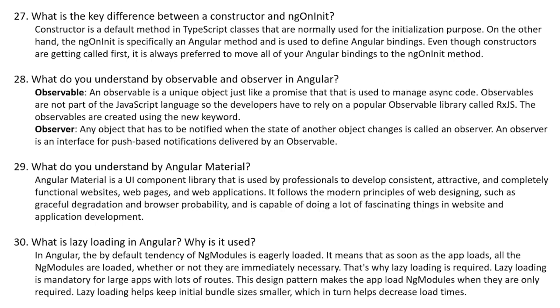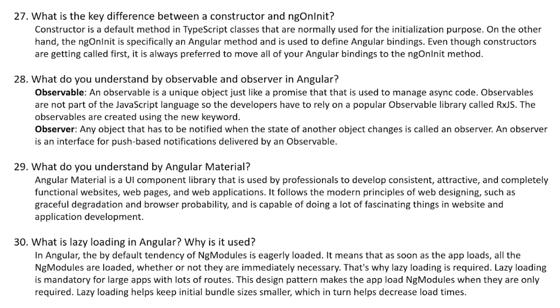Question 28. What do you understand by observable and observer in Angular? Answer. Observable. An observable is a unique object, just like a promise, that is used to manage async code. Observables are not part of the JavaScript language, so the developers have to rely on a popular observable library called RxJs. The observables are created using the new keyword. Observer. Any object that has to be notified when the state of another object changes is called an observer. An observer is an interface for push-based notifications delivered by an observable.